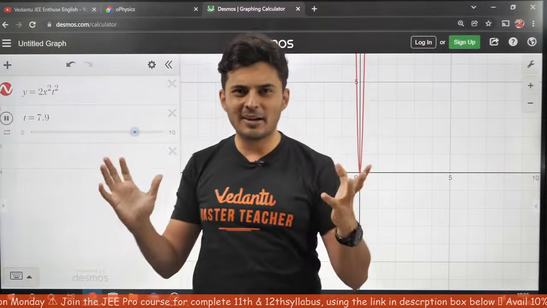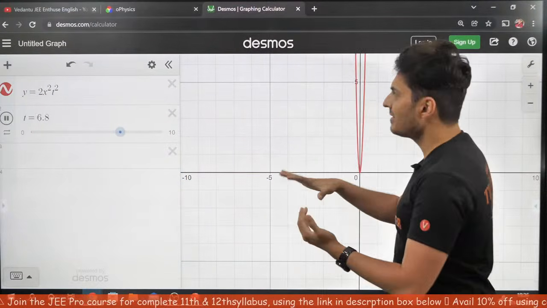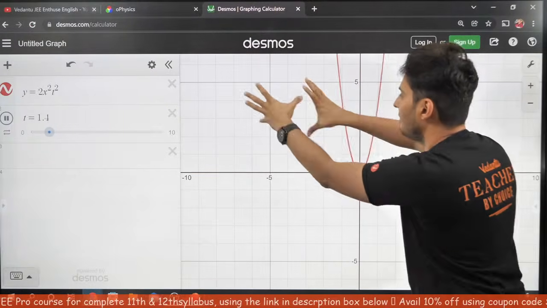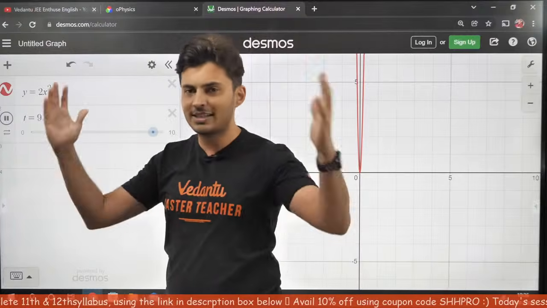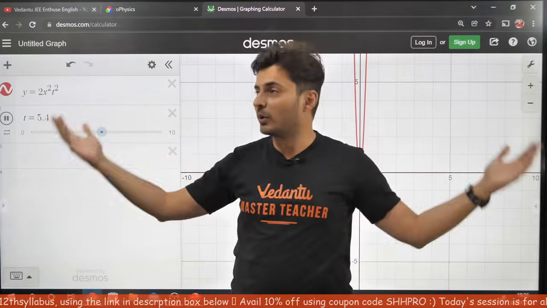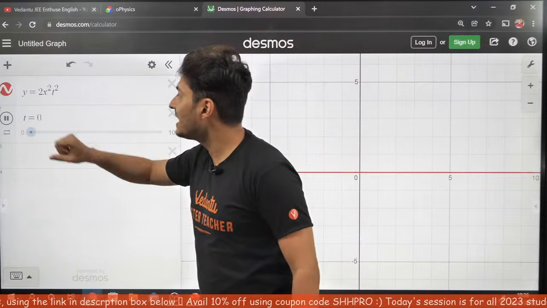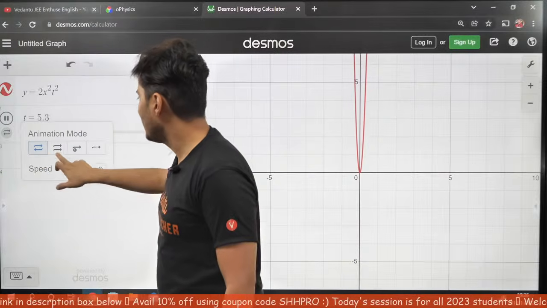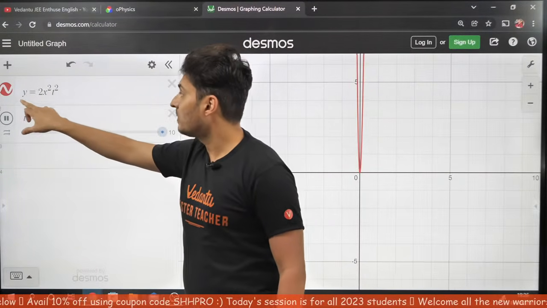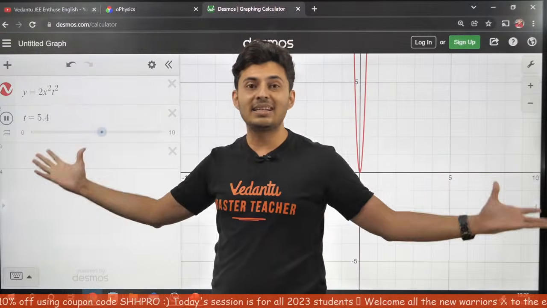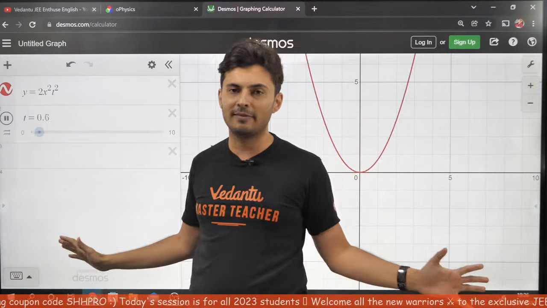Does this look like a wave to you? Does this look like a string on which a wave is traveling? Answer this. Oh, it's a parabola which is going back and forth. Why is that happening? Because there is t as well. You can see there is t in this. Y is a function of x, and y is a function of t. So both x and time are changing. Definitely it's not a wave.